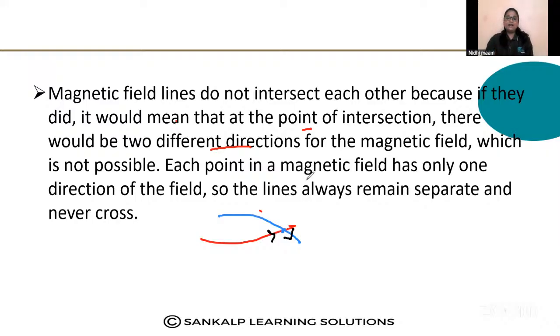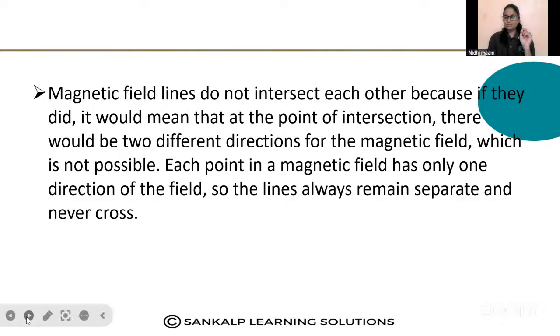So ಅದೇ ರೀತಿ magnetic lines, when they intersect, they will show 2 directions, where a magnetic field will be having only 1 direction. So which is not practically possible here. Each point in a magnetic field has only 1 direction of the field, so the lines always remain separate. So magnetic lines ಏನಿರ್ತವೆ, they will never intersect or cross with one another. They will remain separate. Okay, very, very important question, as well as general question also.